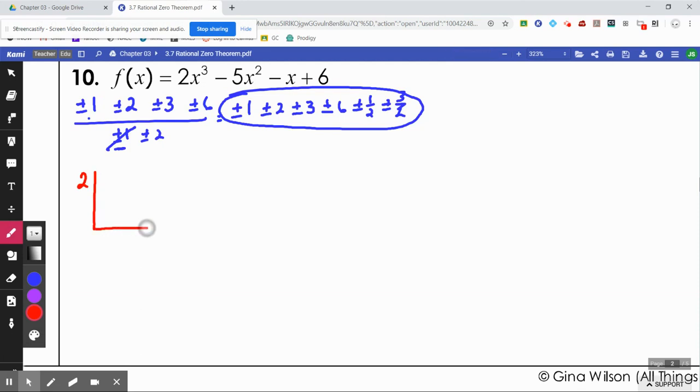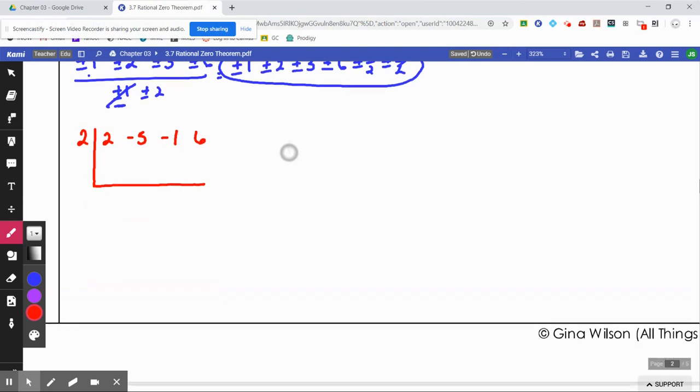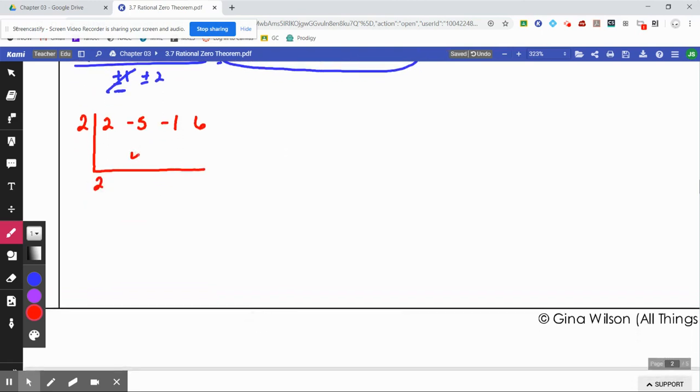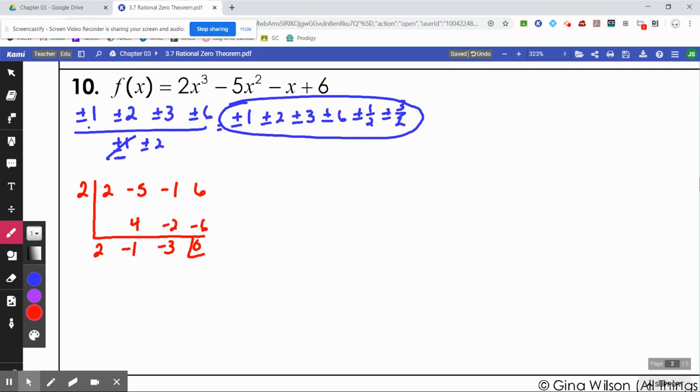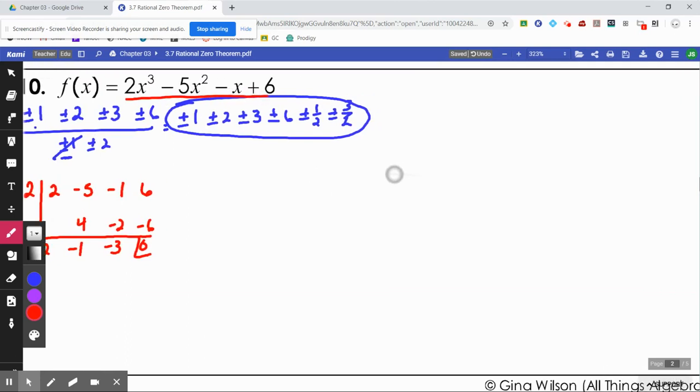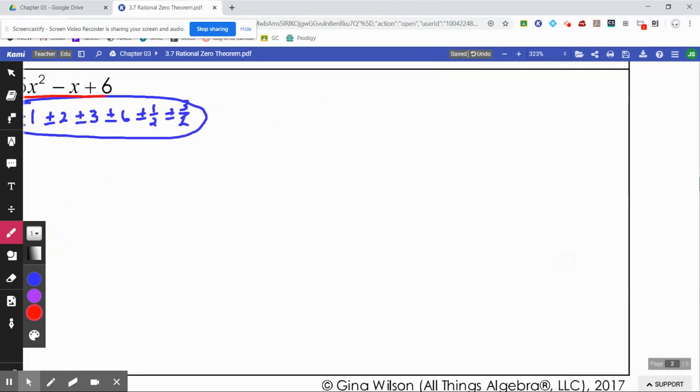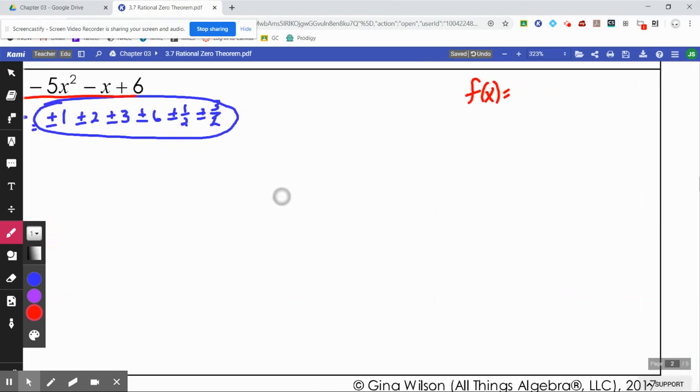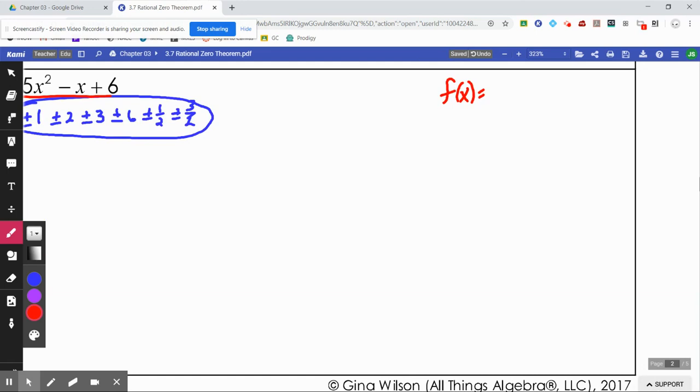Is 2 a factor? Is 2 a root, which would mean that x minus 2 is a factor. There's your coefficients: 2, 4, -1, -2, -3, -6, and 0, and we actually got this one right off the bat. So what we've just done is rewrite our original function. Let's come over here to the side and write it again, and let's break it down. My original function was 2x to the third minus 5x squared minus x plus 6.